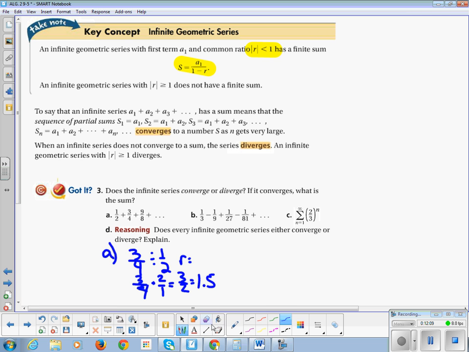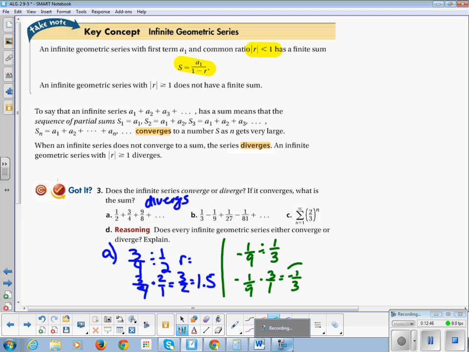Is 1.5 less than or bigger than 1? Bigger. It's bigger, so this diverges. There is no sum. So let's look at B. We're going to do the same thing. We got negative 1/9 divided by 1/3. Negative 1 over 9 times 3 over 1. That would be negative 1/3.